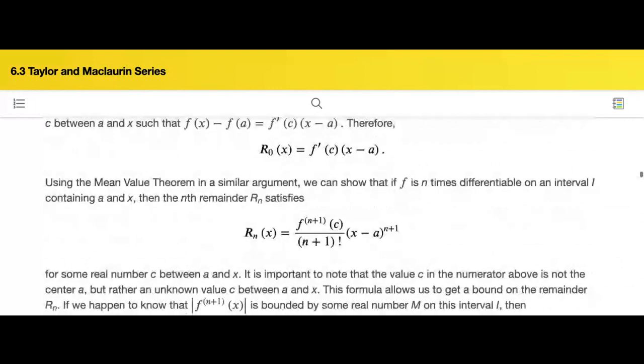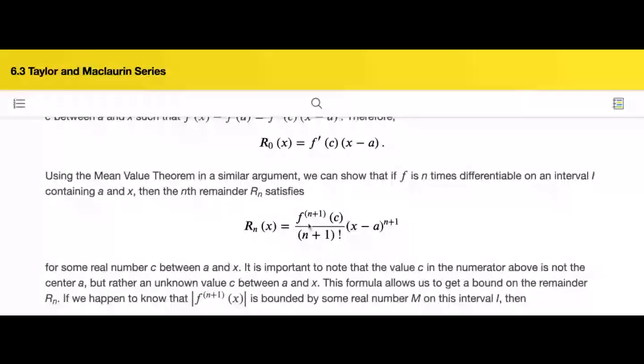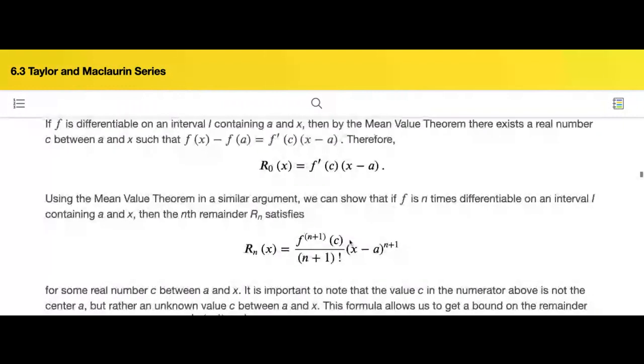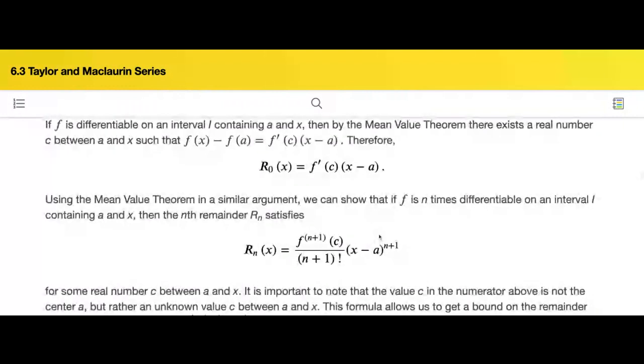So the Rn has a formula, right? Basically, it's the n plus 1 order derivative evaluated at the center, divided by n plus 1 factorial, then multiplied by x minus a raised to n plus 1. This should have a summation sign. So basically, the rest of it. If we take a second order Taylor polynomial, the remainder will be the third order onward. The remainder will be the rest of the terms, right?